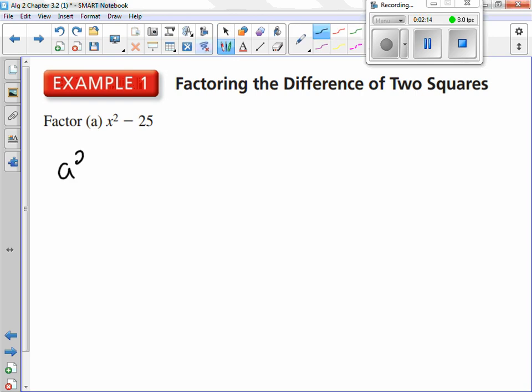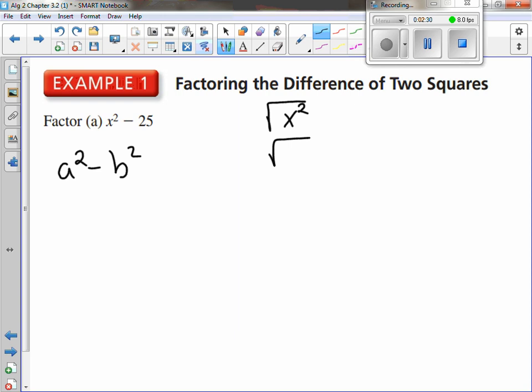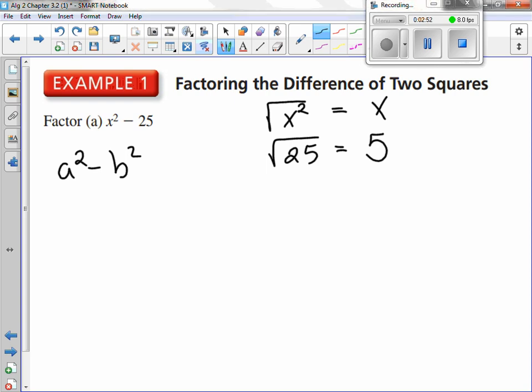So this is very similar to our a squared minus b squared. We just need to determine: are x squared and 25 both perfect squares? The way we can determine if they're perfect squares is seeing if we can take the square root of them. The square root of x squared would be x. The square root of 25 would be 5, because 5 times 5 gives us 25. So what that tells me is that the first term, x squared, is a perfect square, and 25 is a perfect square.